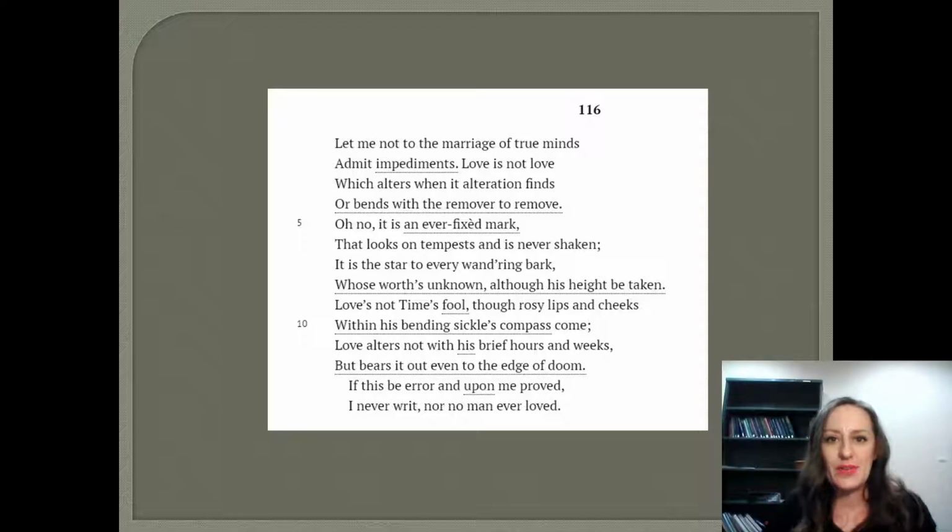Okay, and we'll keep talking about these themes through the rest of Romeo and Juliet, and next week into Othello. So let's keep talking about all of this.